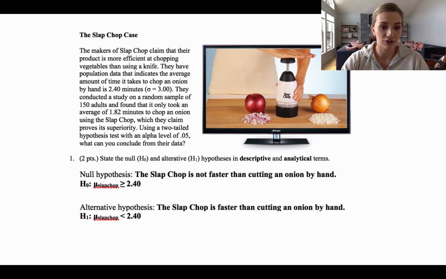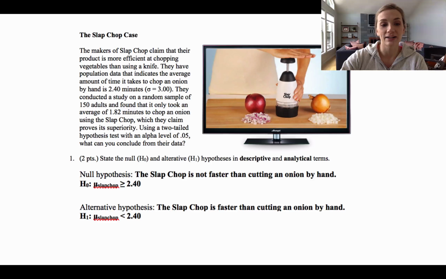then it's not faster. Or if it's equal to the amount of time it takes to cut an onion by hand using a knife. That is another way in which the Slapchop would not be faster than cutting an onion by hand. So we have less than down here and greater than or equal to up here. The world has to fall into one of these two states. They can't both be right or both be wrong. It's going to be one or the other. So those are our two hypotheses.